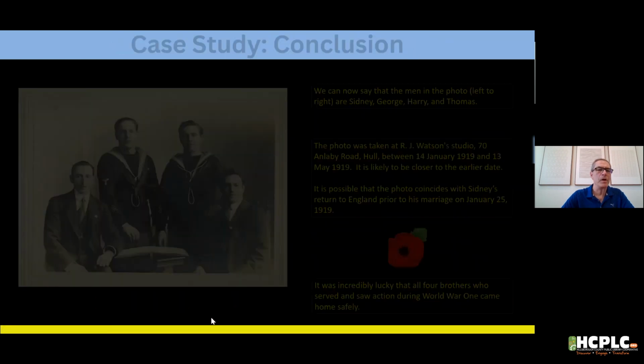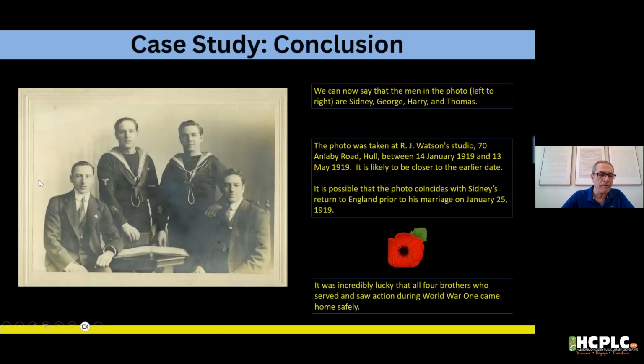So finally, I know I'm rushing through this, but I've named the people left to right. We know where it was taken, and we know that this guy returned to England on January the 19th, but he got married on the 25th, and this is prior to his marriage.